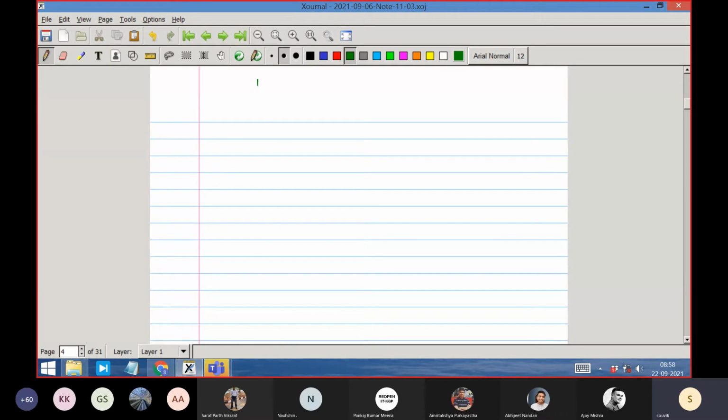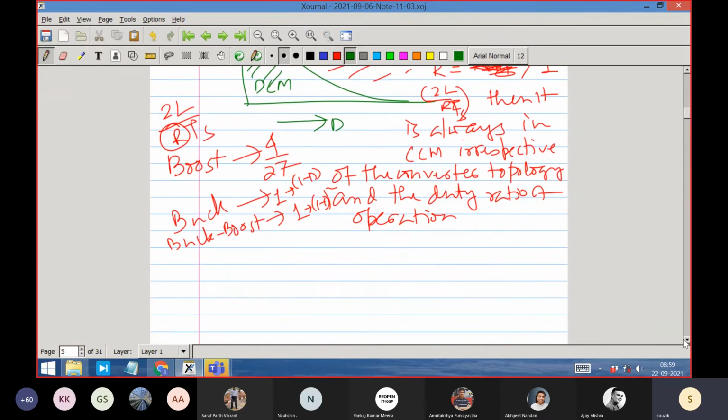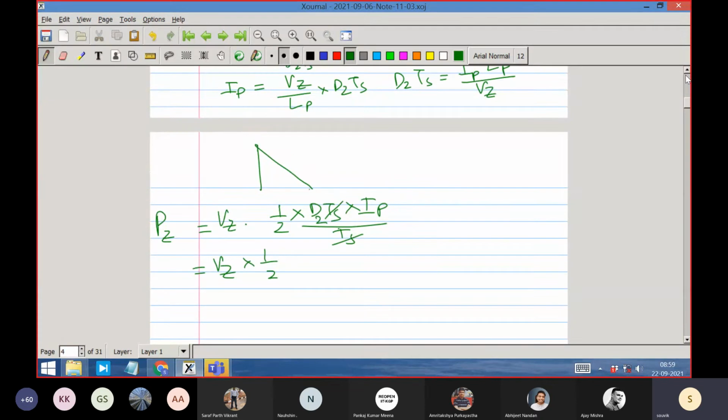So what is the loss during this time? During this time the voltage across this is Vz. And what is the average current? It is half of D2 Ts into I peak, divided by Ts. That is the average. And Vz, this is the loss in the Zener, Pz. So Pz is equal to Vz into half. D2 is how much? Sorry, not here. What is the loss? This one.